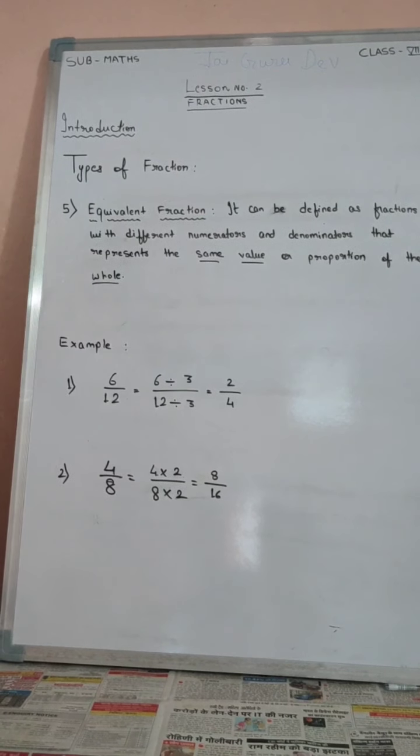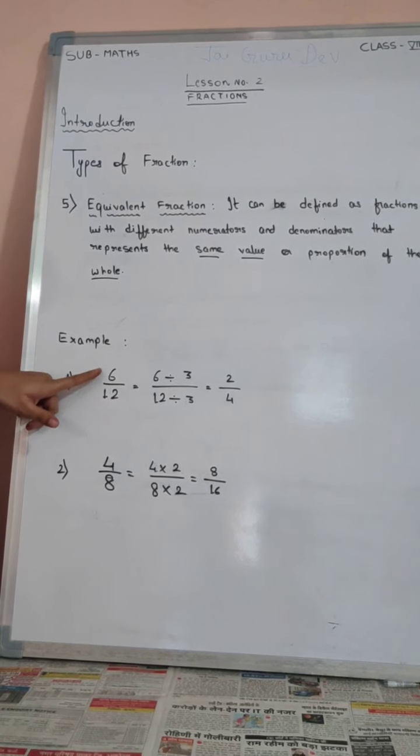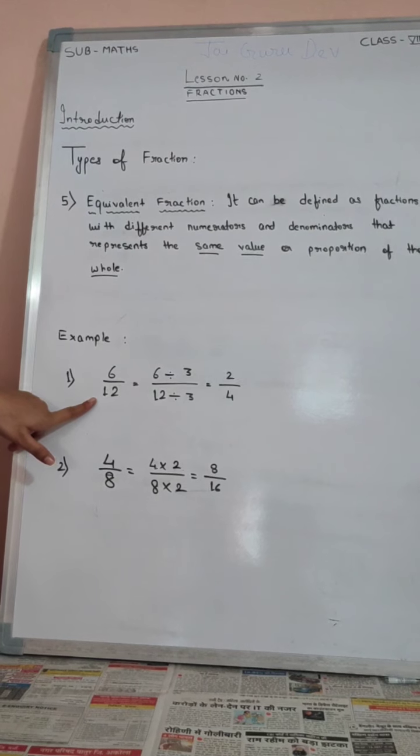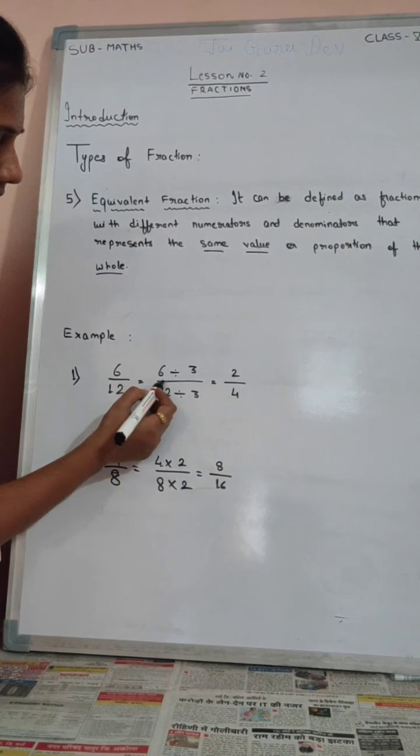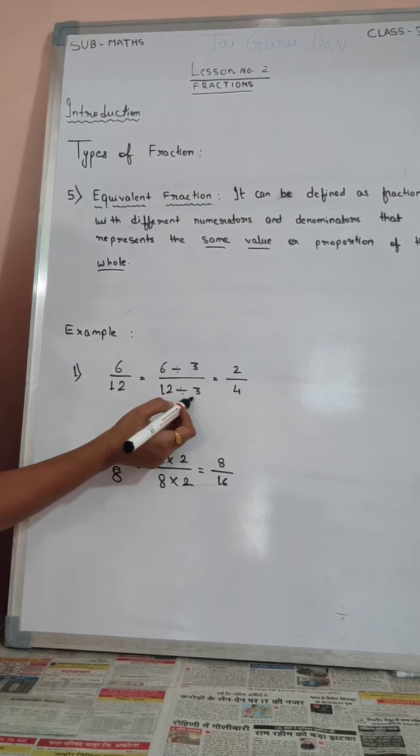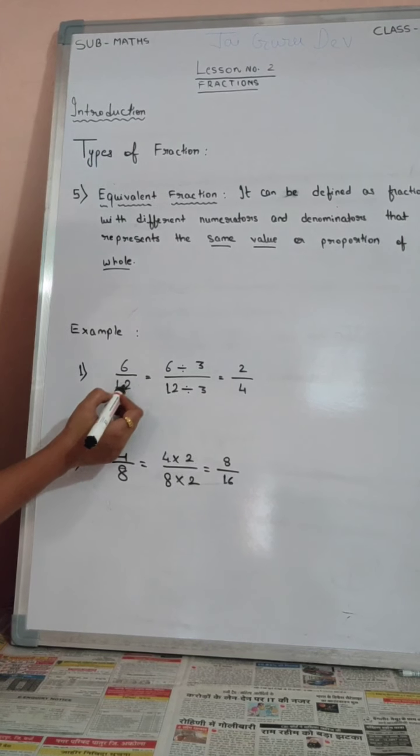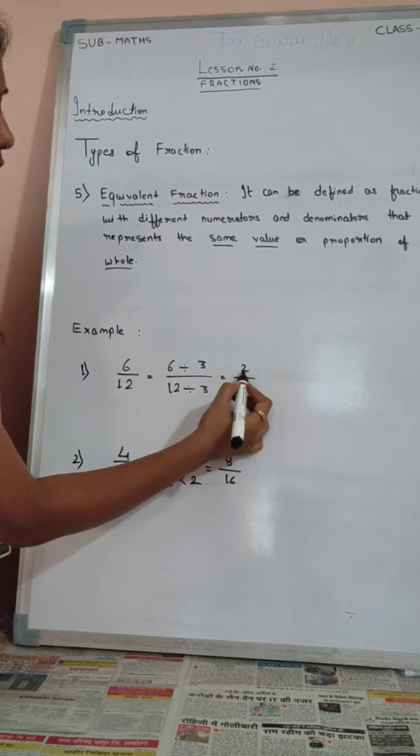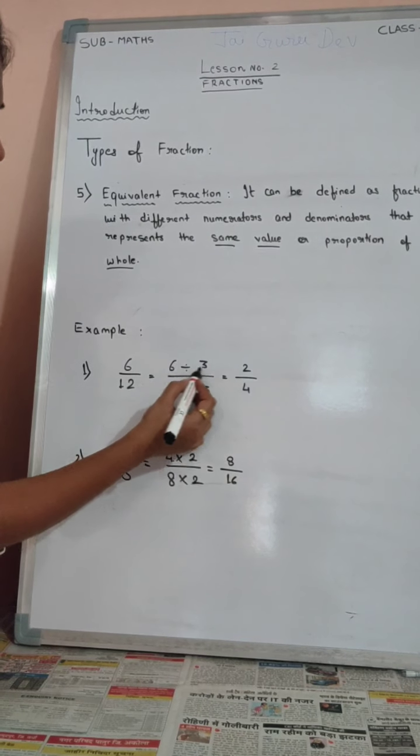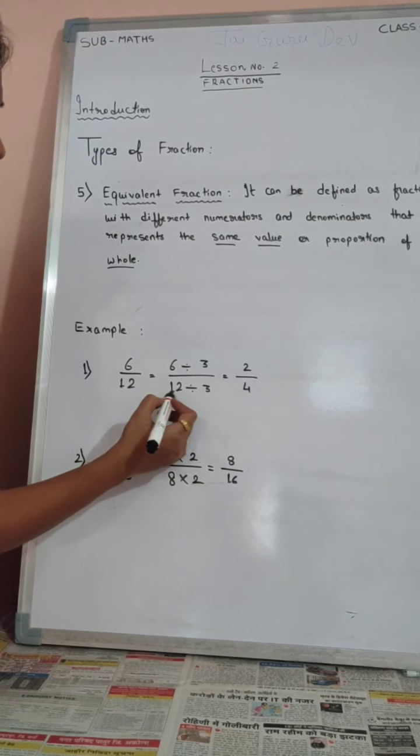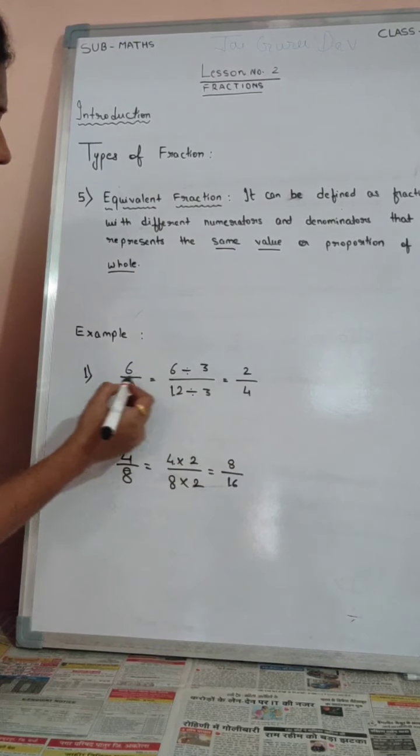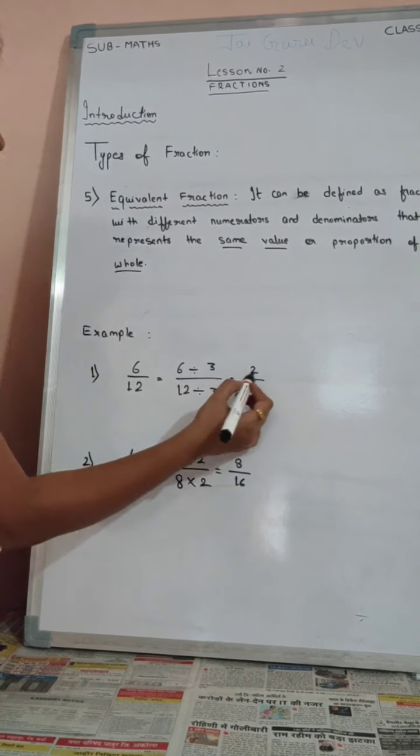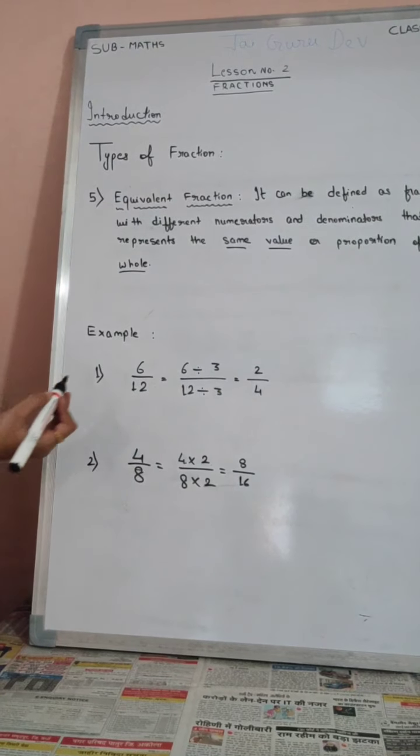Equivalent fraction means, suppose I take here 6 by 12. And if I divide the numerator and denominator of 6 by 12 by the same number 3, we will get 2 by 4, because 6 divided by 3 is 2 and 12 divided by 3 is 4. So we can say 6 by 12 is equivalent to 2 by 4.